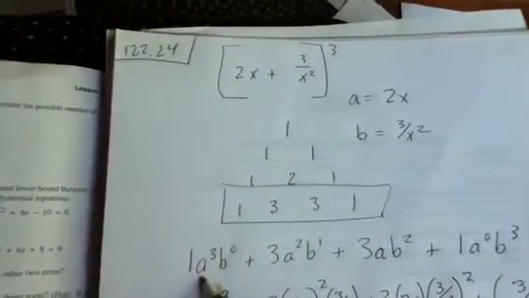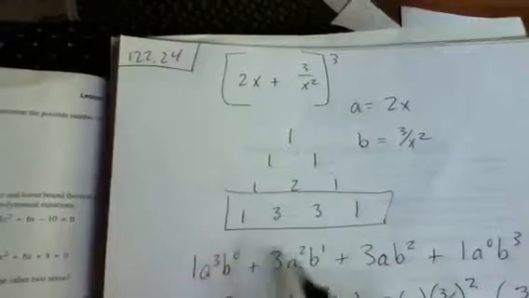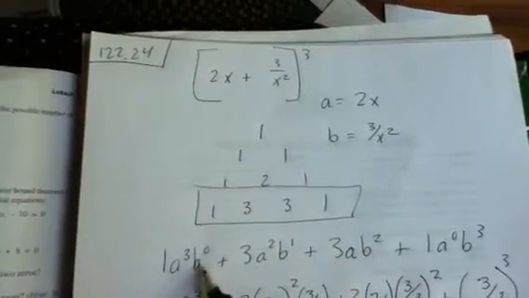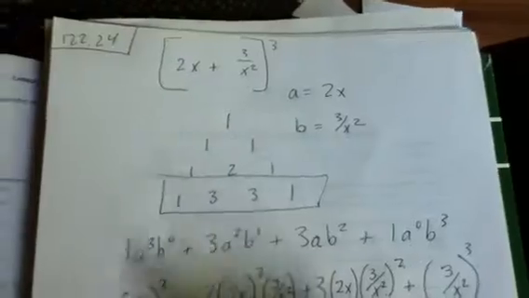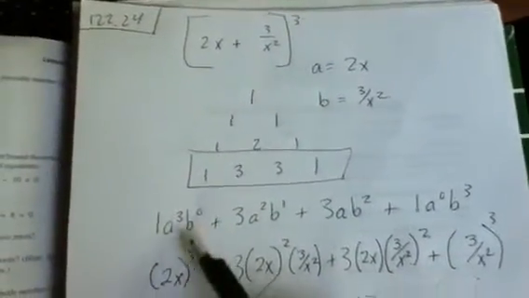the A's go in descending order, so they'll start with whatever number that is, and they'll go 3, 2, 1, 0 as far as the exponents go. And the B's will go in ascending order. They'll go 0, 1, 2, 3. So then I just make room for the A's and the B's by putting some parentheses.